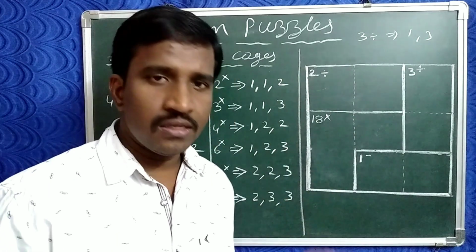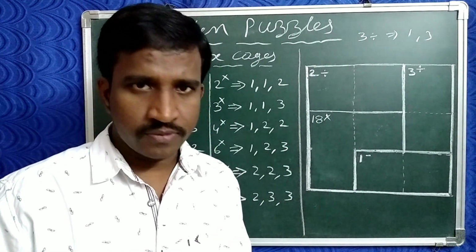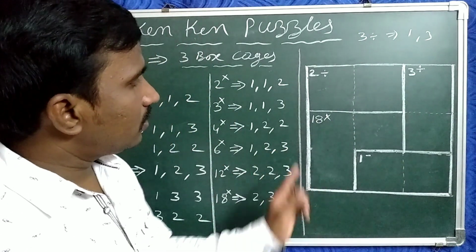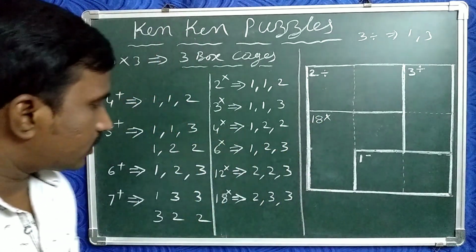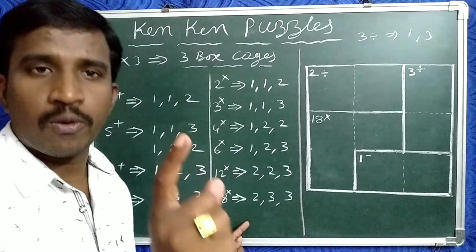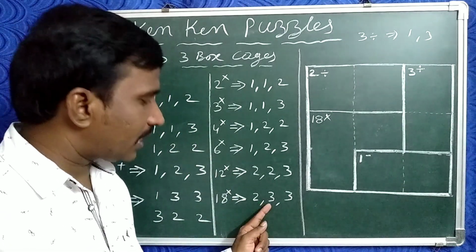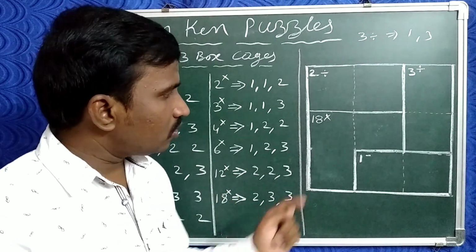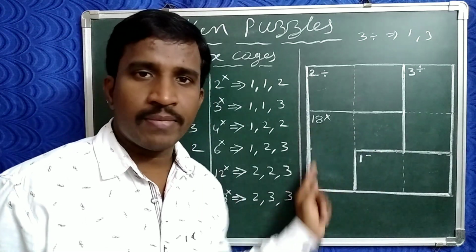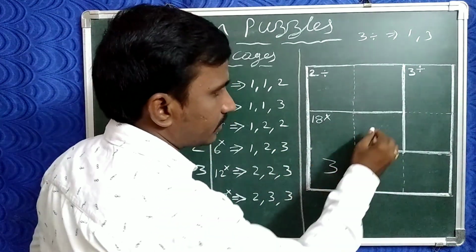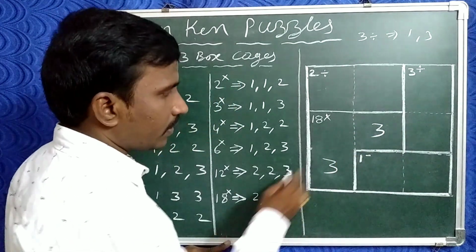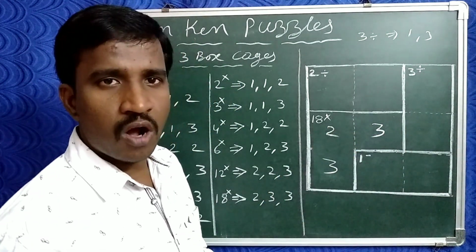In this puzzle there are no freebie boxes, so don't worry. First of all, 18 into, what are the possibilities? Only one possibility, that is 2 into 3 into 3. That's why don't write the same number in the same row or column. That's why write here 3 and 3. So the rest of the number will be 2. Completed half of the puzzle.